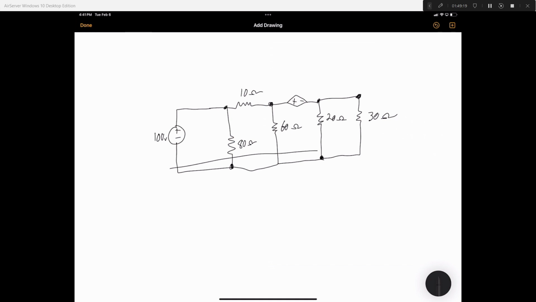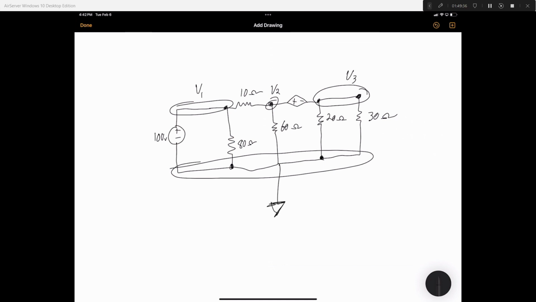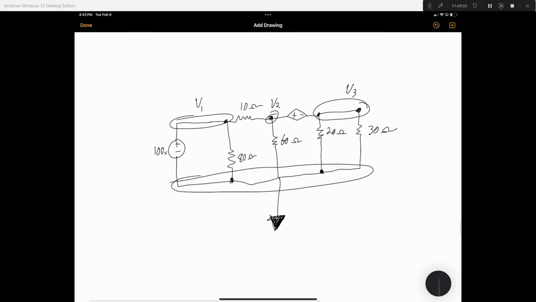Alright, let's find our points. This is one whole node. This is a node. This is a node. This is a node. V1, V2, V3. We'll ground this here. Okay. So what can we do here? Well, we know V1 is 100 volts because it's going from ground and this source is connected directly to V1. So V1 is 100 volts. That's a known.